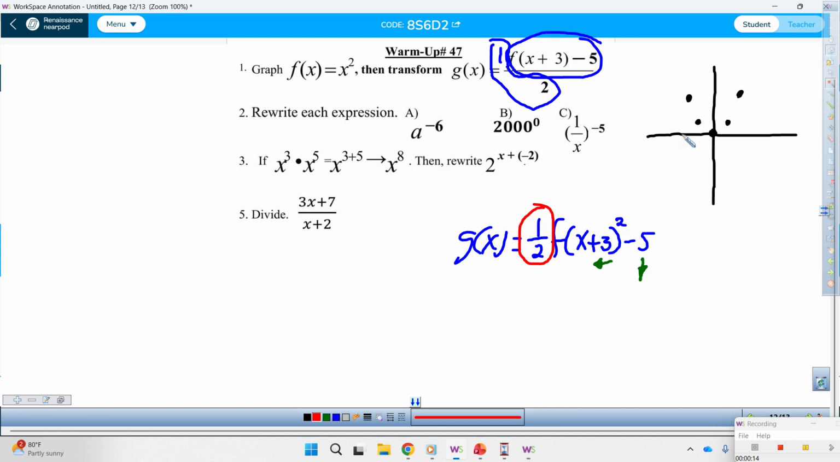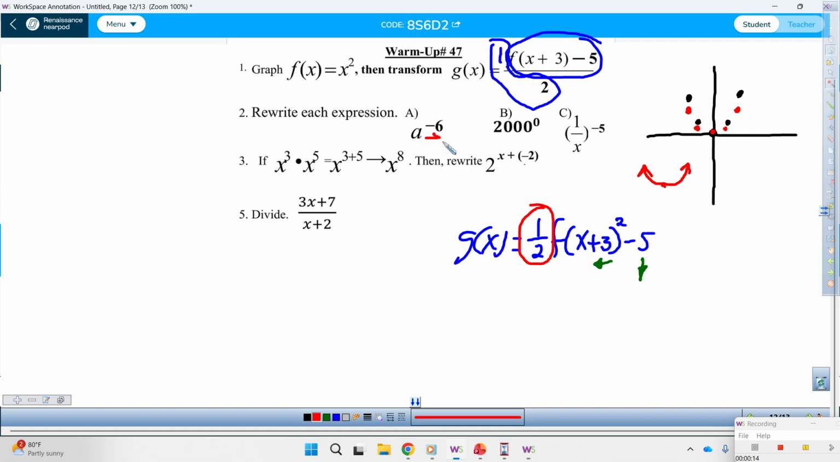So instead of being negative 2, 4, it's going to be negative 2, 2. Instead of being negative 1, 1, it's going to be negative 1, 1/2. 0, 0, 1, 1/2, and 2, 2. So these red ones, now I'm going to move which direction? 3 to the left and 5 down. So my new function is going to be compressed about right there. Is it coming back little by little? Yes? Yes, Mr. Q. All right, let's go with number 2.